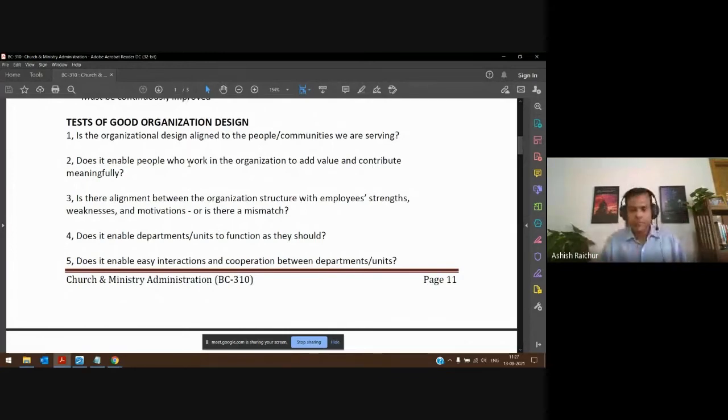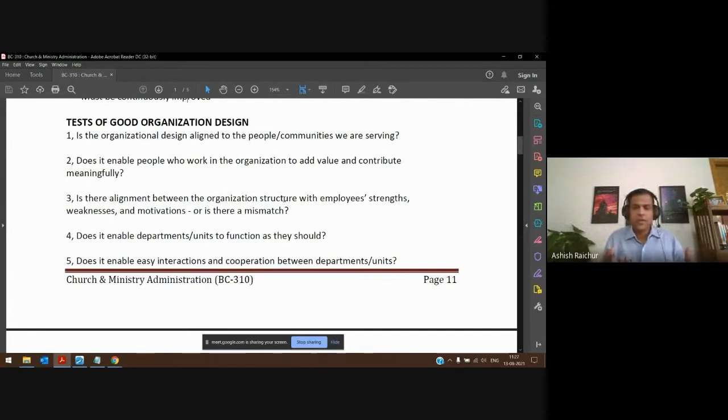The third one is this. Is there an alignment between the structure and the people you have, their strengths, weaknesses, and motivations? Is there a mismatch? So the design, the structure, is there a match with the kind of people who are there and what they are good at? If there's a mismatch, then you're not going to get work done. Something is wrong. Either you have to change the people or change the structure.